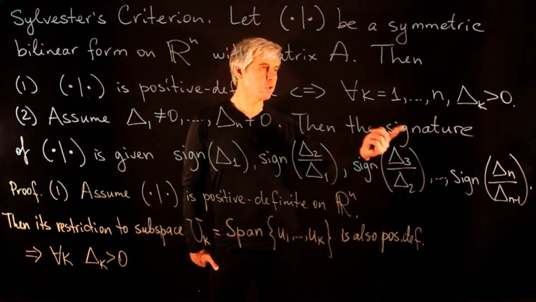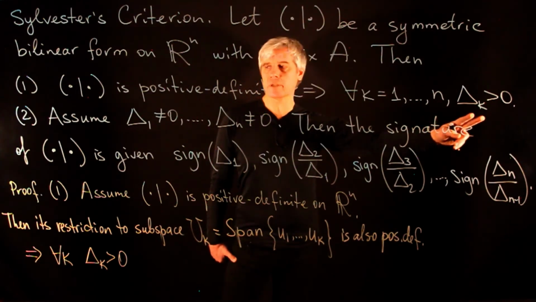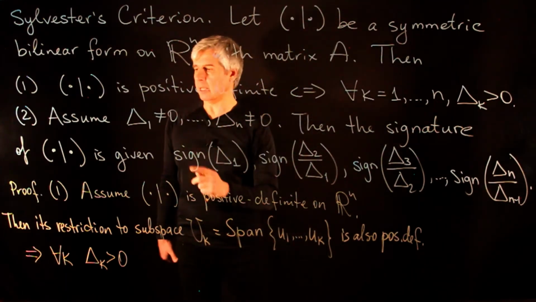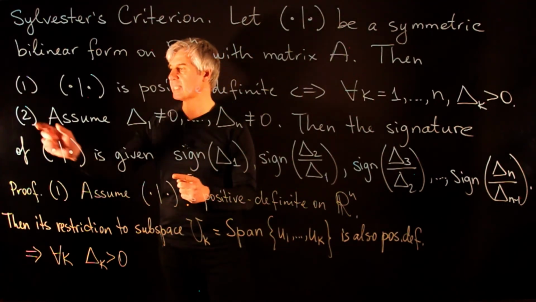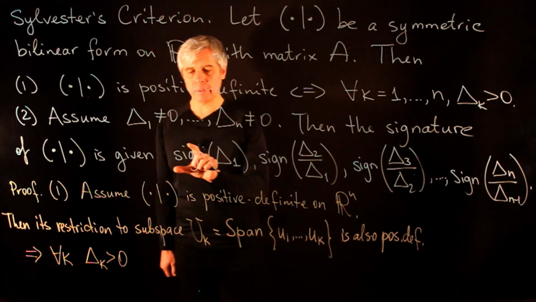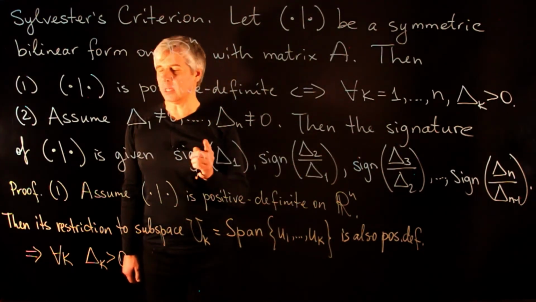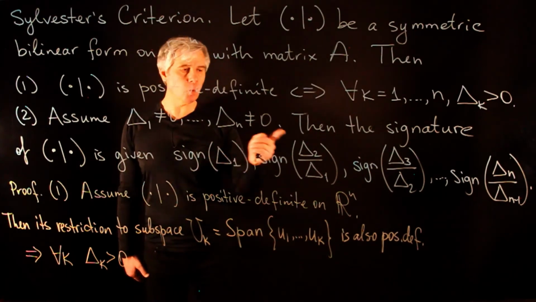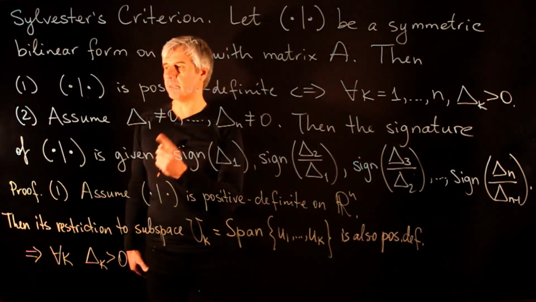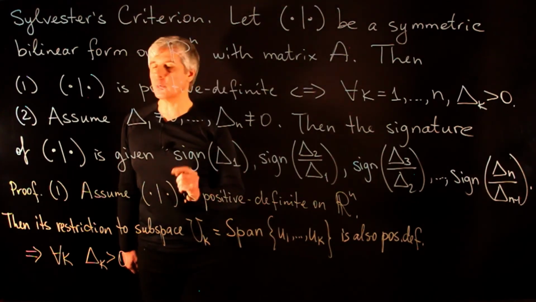Now, the converse claim, stating that if all delta k's are positive, then the form is positive definite, will actually follow from the second part of this theorem. If all delta k's are positive, then in this sequence we only have positive signs, and then part 2 claims that all eigenvalues of this bilinear form are positive. Let us now prove part 2 of this theorem.